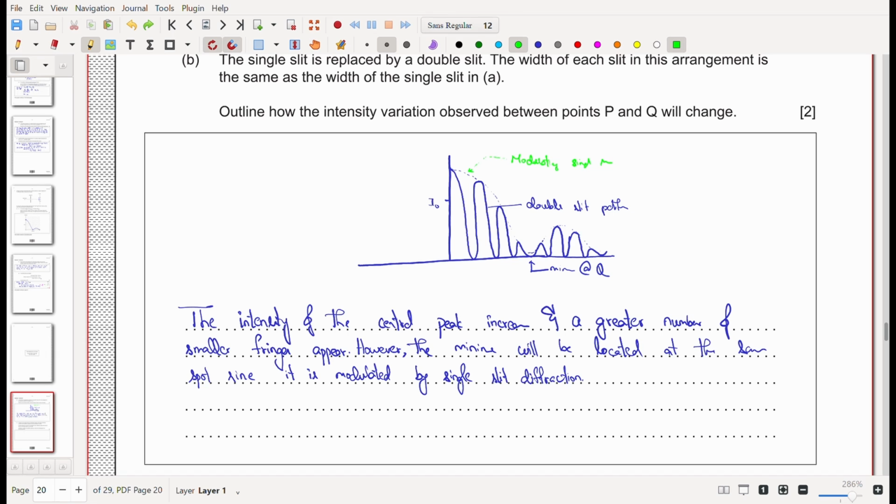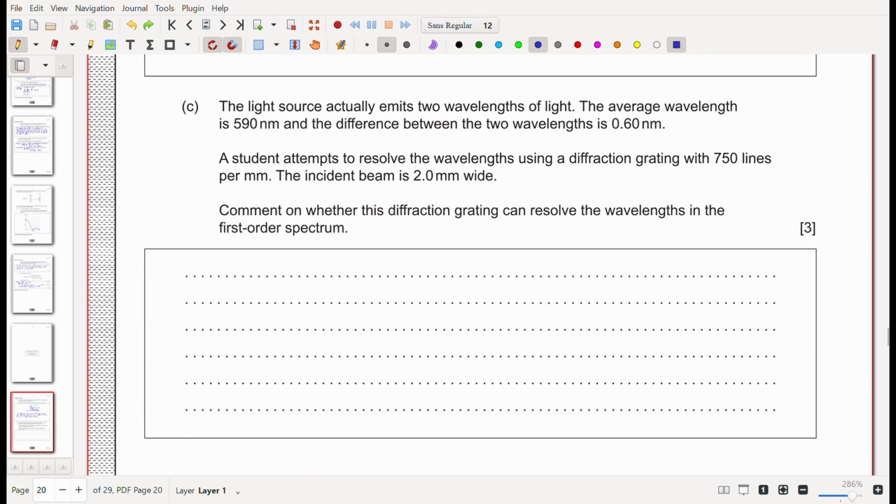But we have to mention that the minima will still be located at the same spots since it's modulated by single slit diffraction. Now, you could also talk about how the intensity is decreasing as it goes away, or any other points, but these are the core points that you have to remember and keep in mind while discussing double slit interference that is modulated by a single slit pattern. So let's move on to question number 7C.